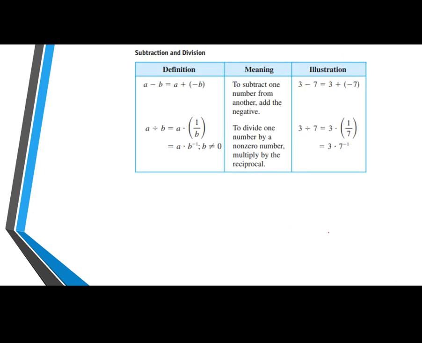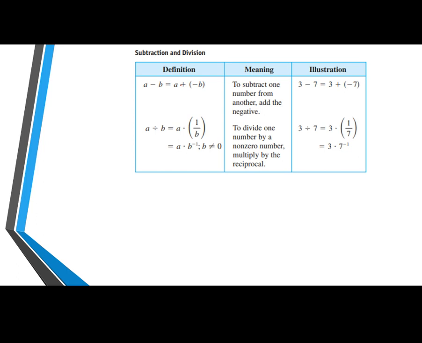So, next is subtraction and division. The definition of subtraction is defined as follows: A minus B is equal to A plus the negative of B. Okay, distribute the sign, and it becomes negative.